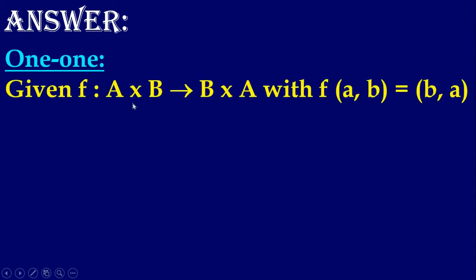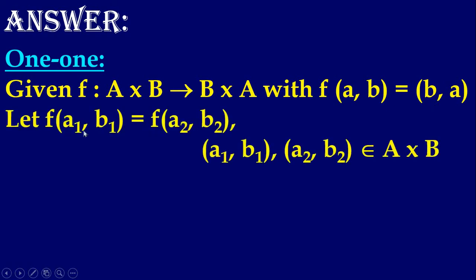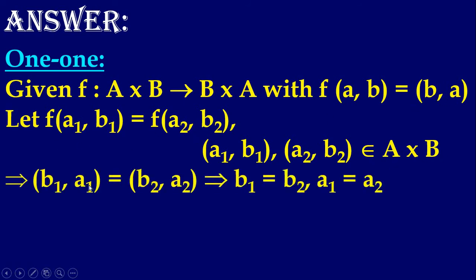Now here it is given f from A cross B to B cross A with f of (a, b) equal to (b, a). Now we take f of (a1, b1) equal to f of (a2, b2) where (a1, b1), (a2, b2) belongs to A cross B. Since f of (a, b) equal to (b, a), we can write f of (a1, b1) equal to (b1, a1) and f of (a2, b2) is (b2, a2). Now here two ordered pairs are equal, therefore b1 equal to b2 and a1 equal to a2.